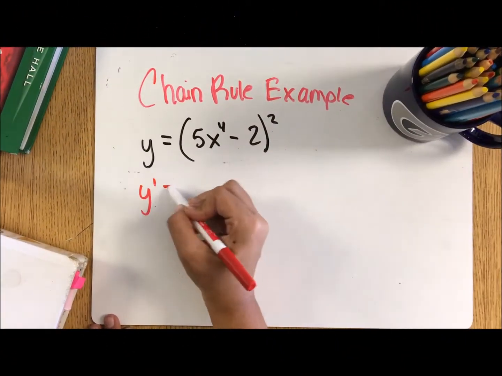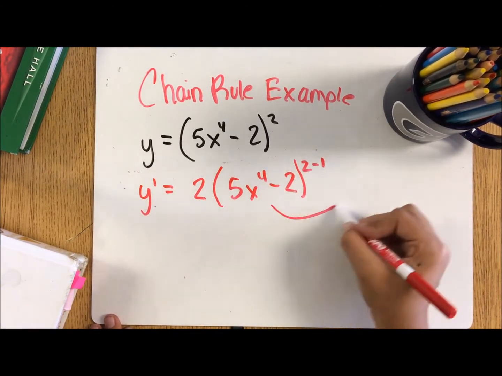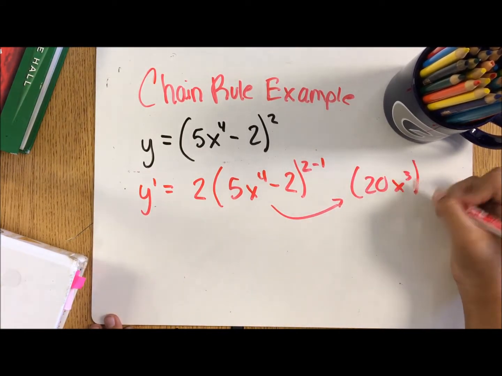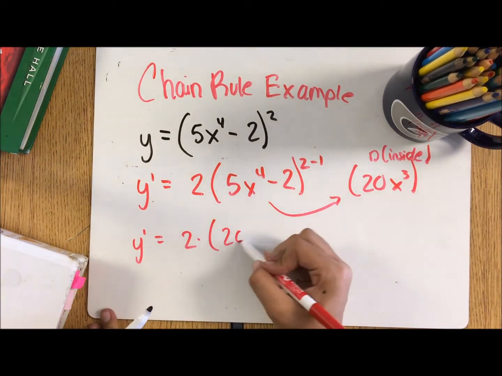Now let's do an example taking the derivative using the chain rule method. So inside remains the same, outside bring down the 2, subtract 1, and take the derivative of the inside, 20x cubed. Now just multiply it all together.